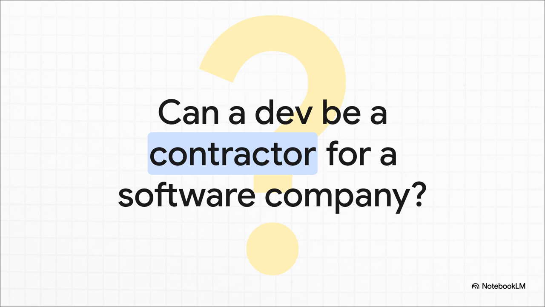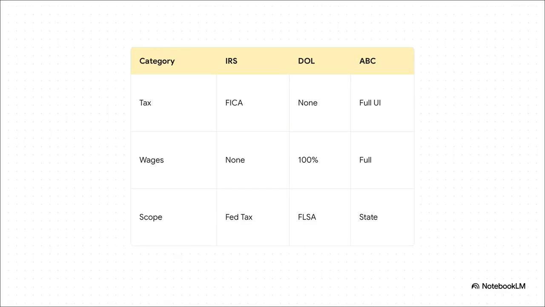Let's put this into practice with a real-world example. Can a software developer be an independent contractor for a software company under the ABC test? Well, think about it. They fundamentally fail Part B. Even if they have total freedom and control, the work they are doing is literally the core business of that software company. So regardless of their intent or what fancy contract they signed, they are legally an employee. In a state like California, getting this wrong triggers massive penalties and sets you up for a devastating class action lawsuit.